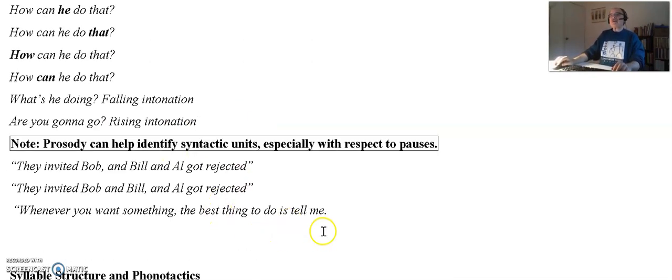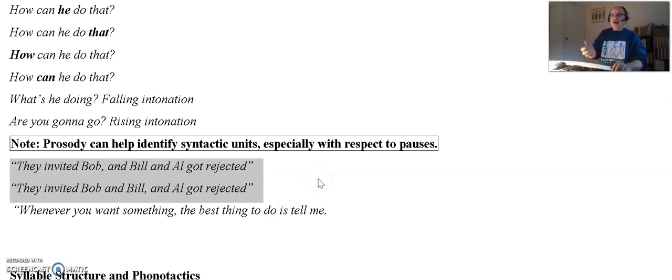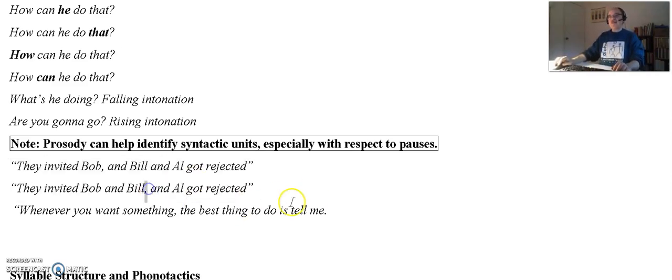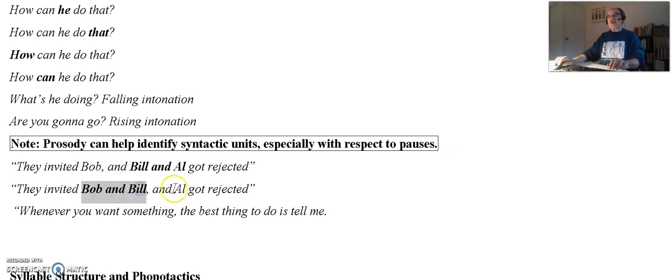And note that prosody can help identify syntactic units, especially with respect to pauses. So in these two sentences here, they invited Bob, and I paused, and Bill and Al got rejected. But if I were to speak and pause it here, they invited Bob and Bill, and Al got rejected. And so you can tell that these are grouped together in this one, and these are grouped together in this one, and that's sort of separate, and that one's sort of separate by the pause in what I'm speaking.